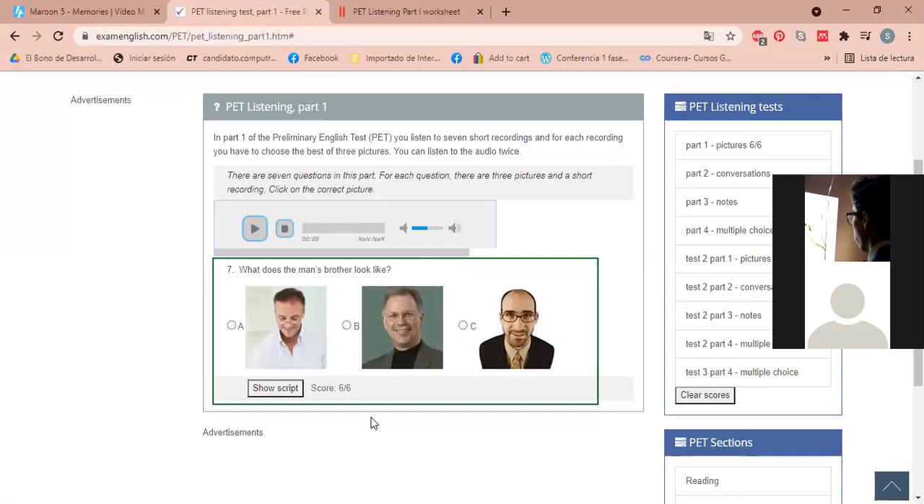I think this is going to be harder for you. Sí, va a estar mucho más complicado este. Because you need to know some adjectives to describe how a person looks like. Sí, necesitamos ya adjetivos para reconocer cómo es una persona físicamente.